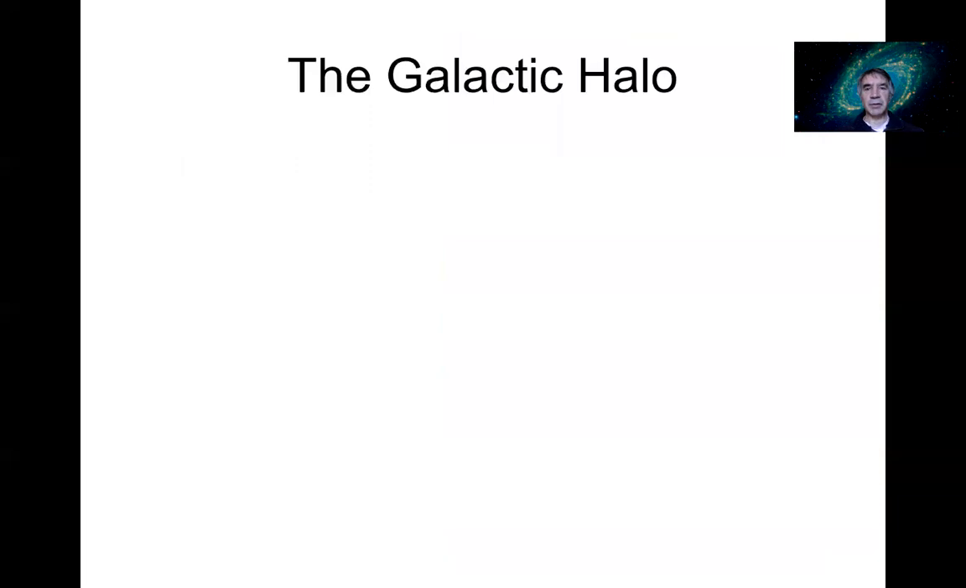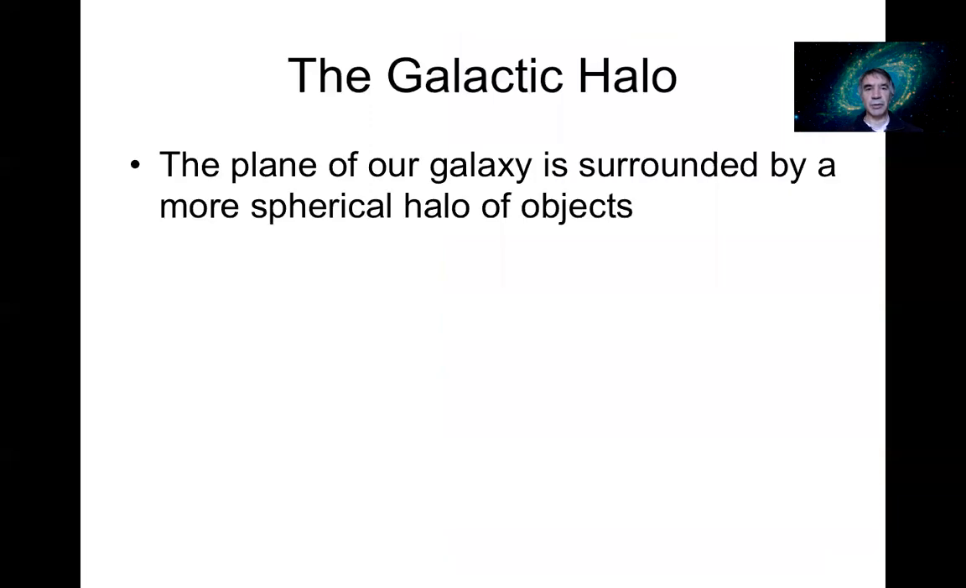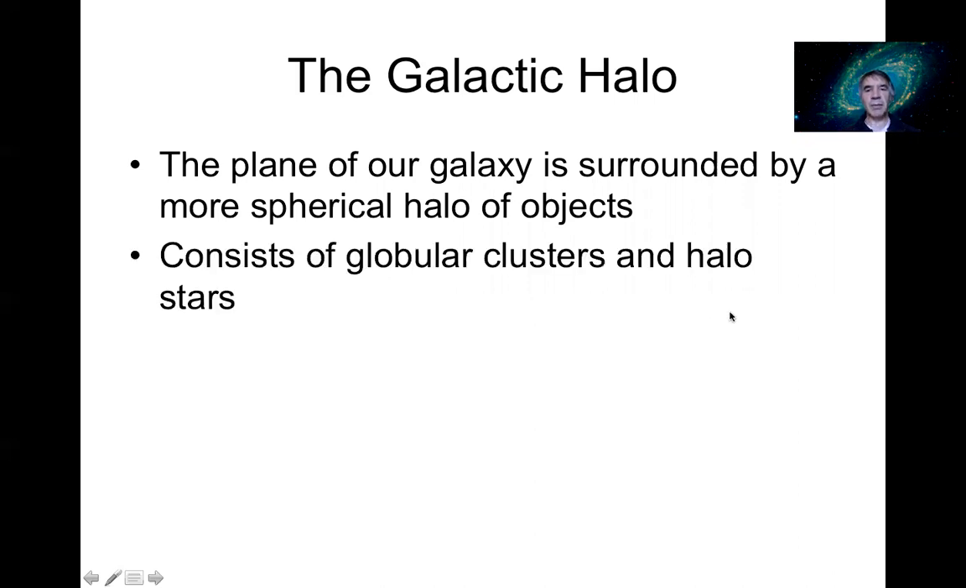Okay, so the last component of the galaxy we want to look at is what's called the halo. So that's now not talking about the plane and the disk of our galaxy at all, where the spiral arms are. There are components of our galaxy that inhabit a much larger spheroidal sort of volume around our galaxy. They're still very much part of our galaxy though. And so it's a spherical halo of objects, okay?